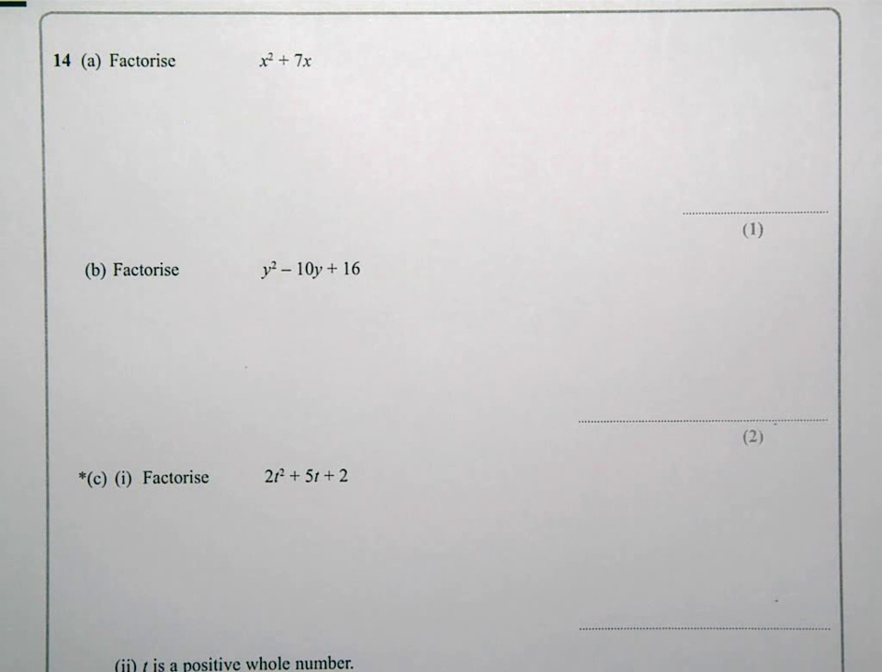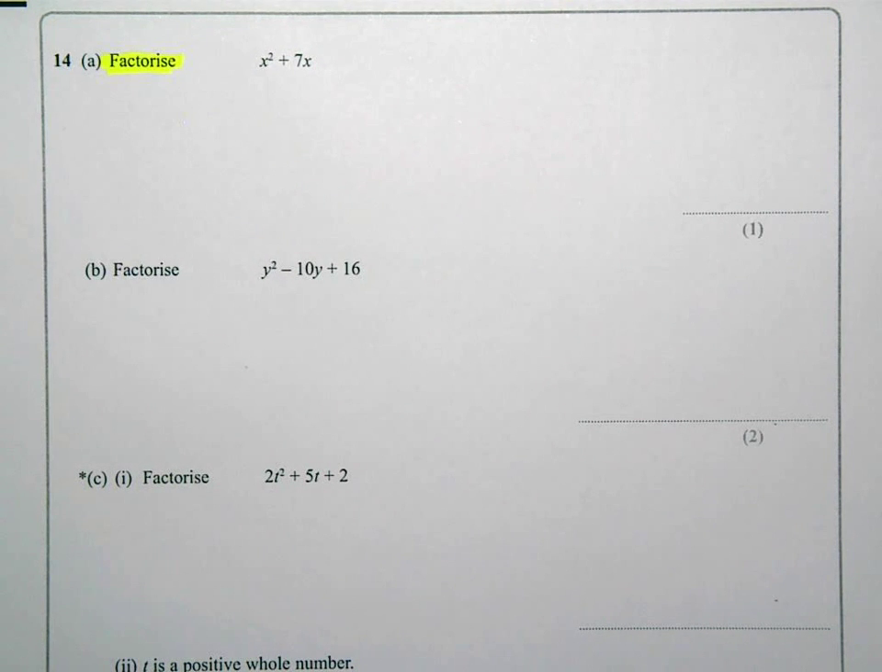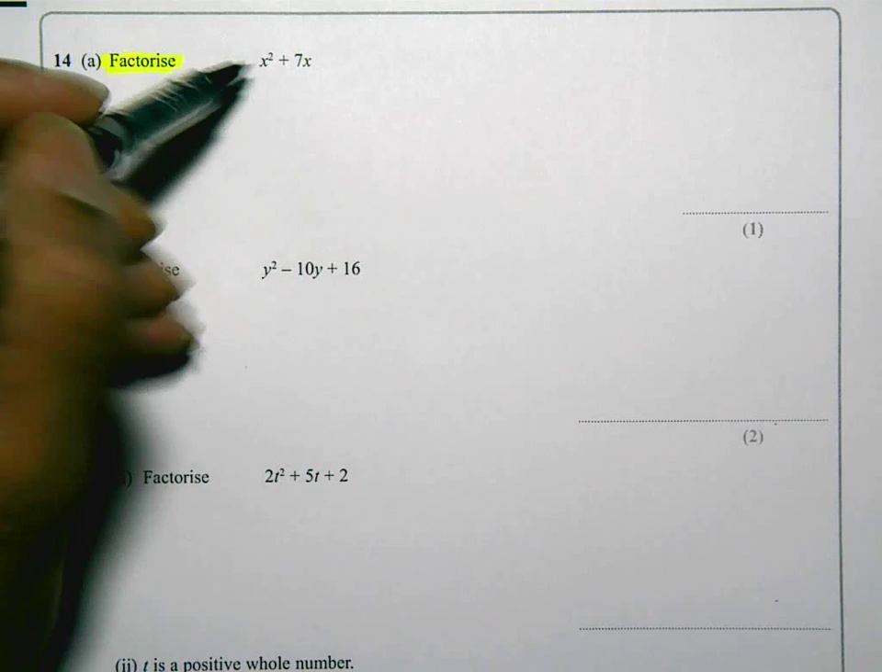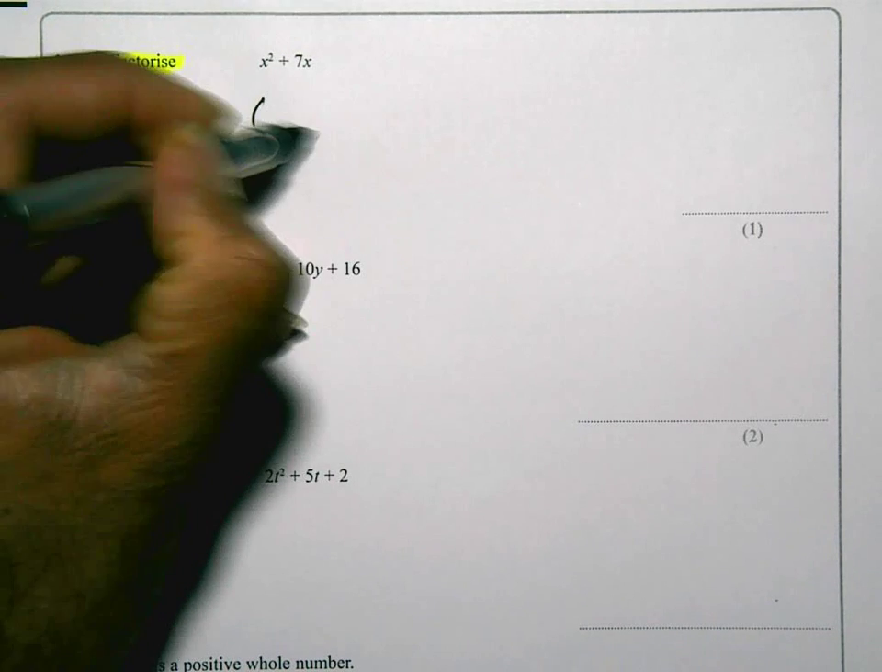This is question 14 on the higher calculator paper. In question 14, the first part says factorize. So here I have just two terms, x squared plus 7x, and I need to factorize it. Now, because they're just two terms and there's no number term, it's going to be one bracket.